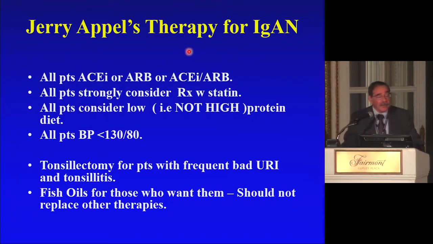So what's my therapy for IgA? Everybody gets an ACE inhibitor or ARB. I strongly consider using a statin if I possibly can get away with it. I think they should be on a low, which means not high, protein diet. I will try to get everybody's blood pressure down to less than 130/80. If you want to aim for 120/75 in a young person, that's fine with me. Tonsillectomy if they've had frequent tonsillitis. Fish oils for those who want them, but not to replace the other therapy.